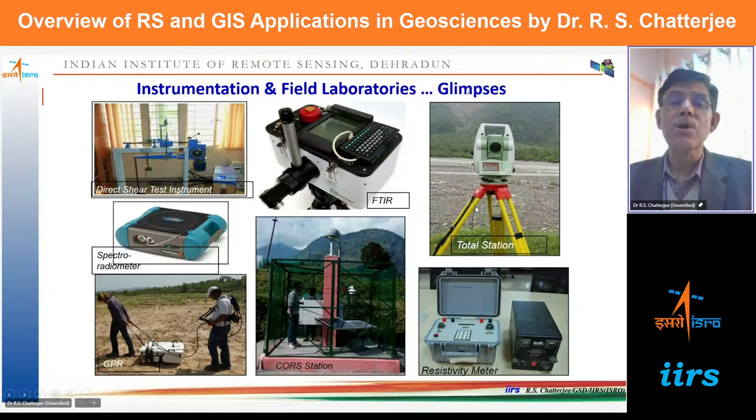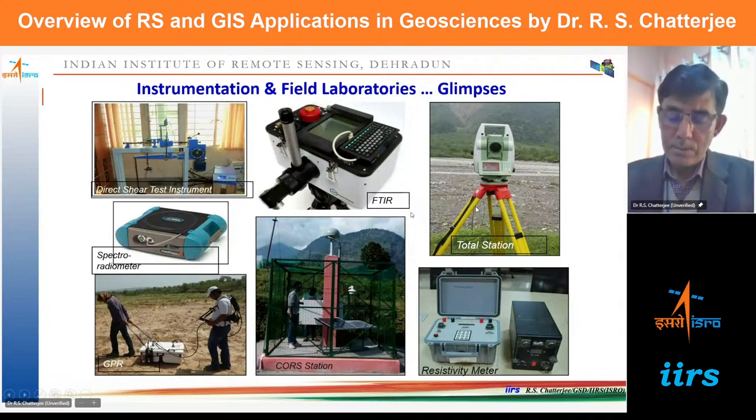So there are some glimpses of some of the instruments that we use. We have the direct shear test instrument, a dedicated engineering geology lab. We have the spectrometer, we have the ground penetrating radar, we have the FTIR, that is the thermal infrared spectrometer, we have the thermal imaging camera, we have the core station, permanent GPS station, we have the total station, we have the receivimeter, we have ERT, we have these portable weather stations, and many more. So a lot of ground instrumentation and field laboratories are important in association with the remote sensing based observations.